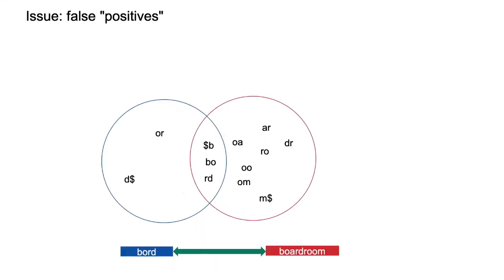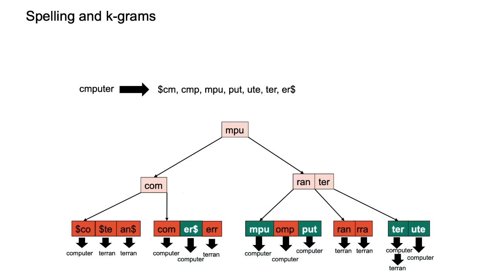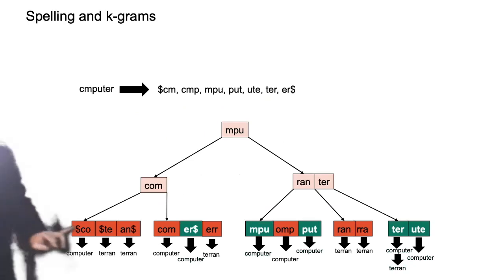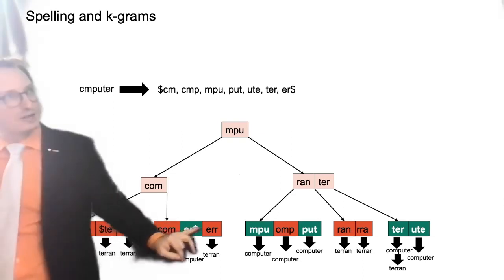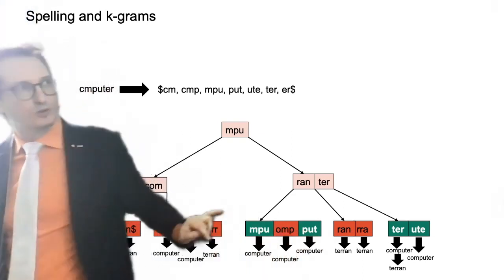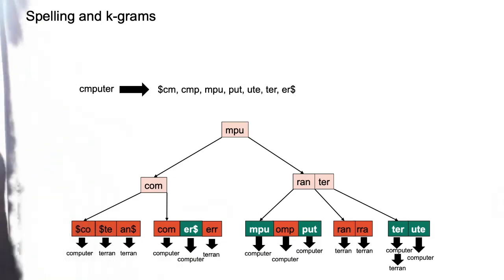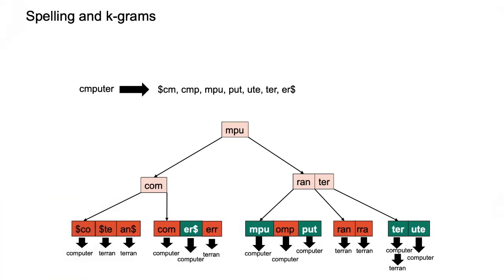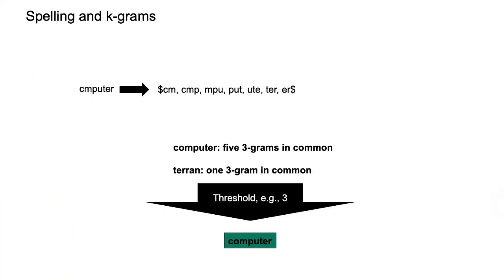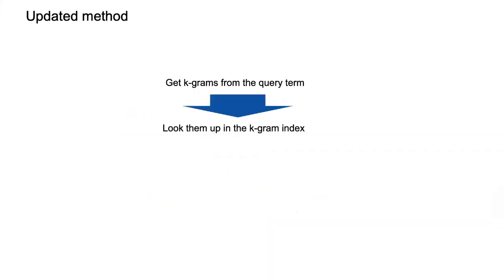If you look here, for example, you have computer and you find computer, then you immediately see the k-grams in common, right? It's ER dollar, MPU, PUT, and so on. So you have them from the index, right? So you can compute the intersection easily.